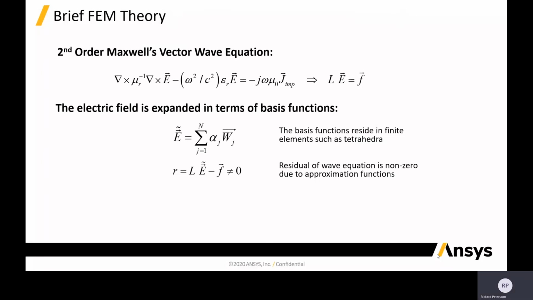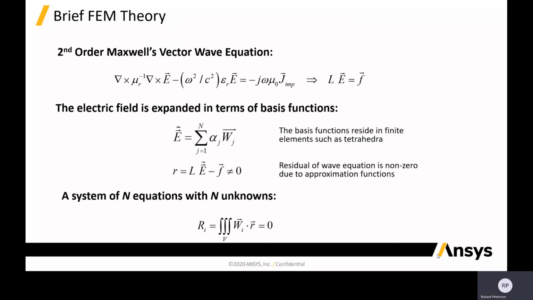And so the next step is to plug that approximate expansion of electric field into the equation above. And you see you will have a residual. Because you don't have the exact solution, it's going to be some residual. And the better the approximation is, the smaller the residual will be.